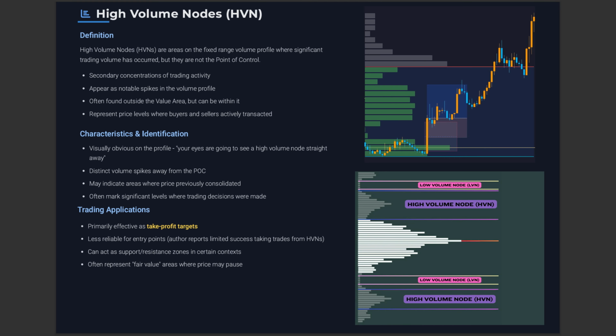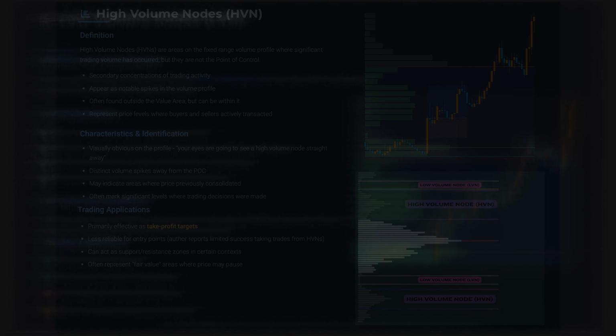The key with HVNs is recognizing them quickly. They're visually obvious on your profile. Don't overthink them. Don't search for them. If you see a clear volume spike, that's an HVN worth noting for your take profit planning.